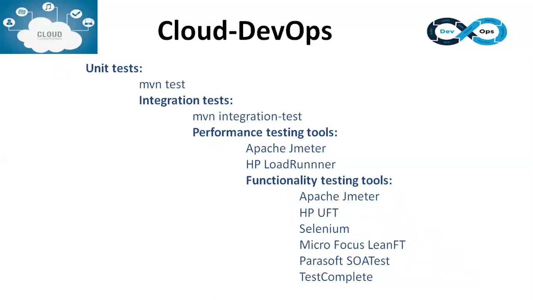To cover unit tests, we use Maven test. To cover integration tests, we use Maven integration test. To cover performance testing, Apache JMeter and LoadRunner are the two available tools. Functional testing can be done using the six tools mentioned here. Apache JMeter is the tool we are going to use today. It is open source, easy to use, and highly efficient compared to other tools. Using Apache JMeter, we can do performance testing and functionality testing as well.